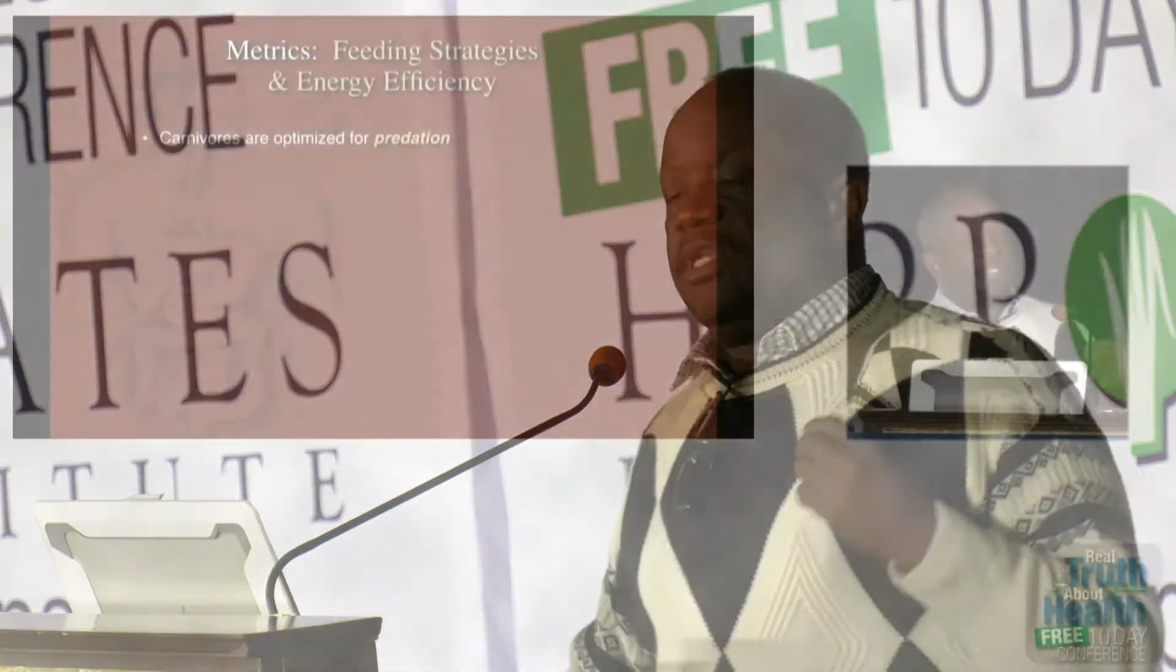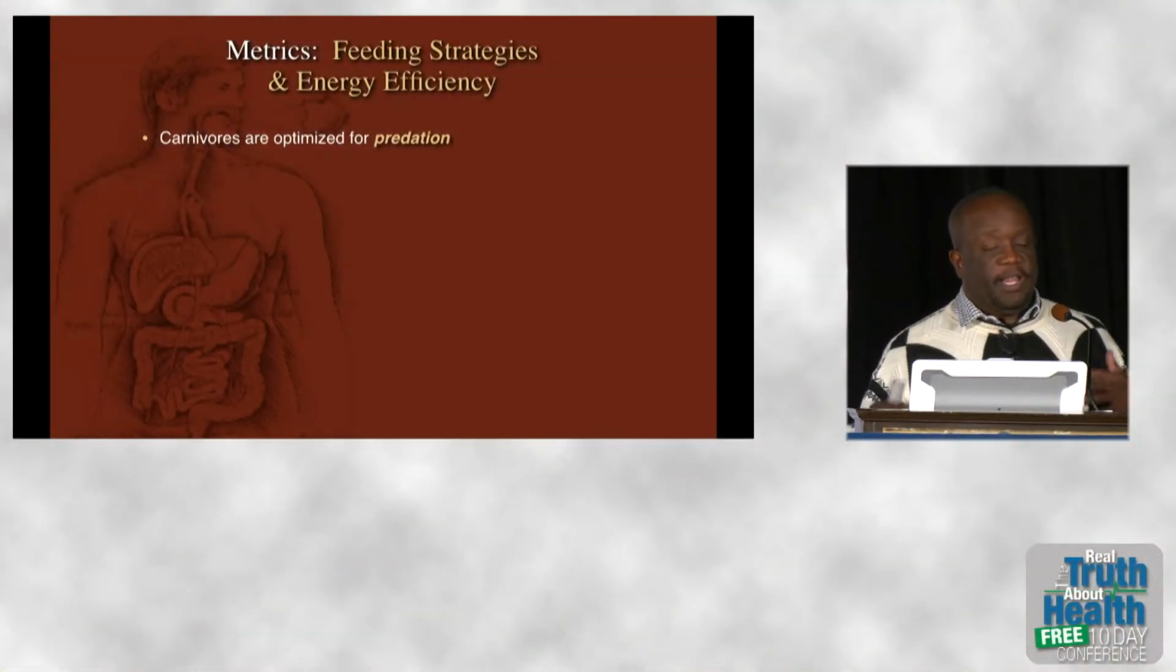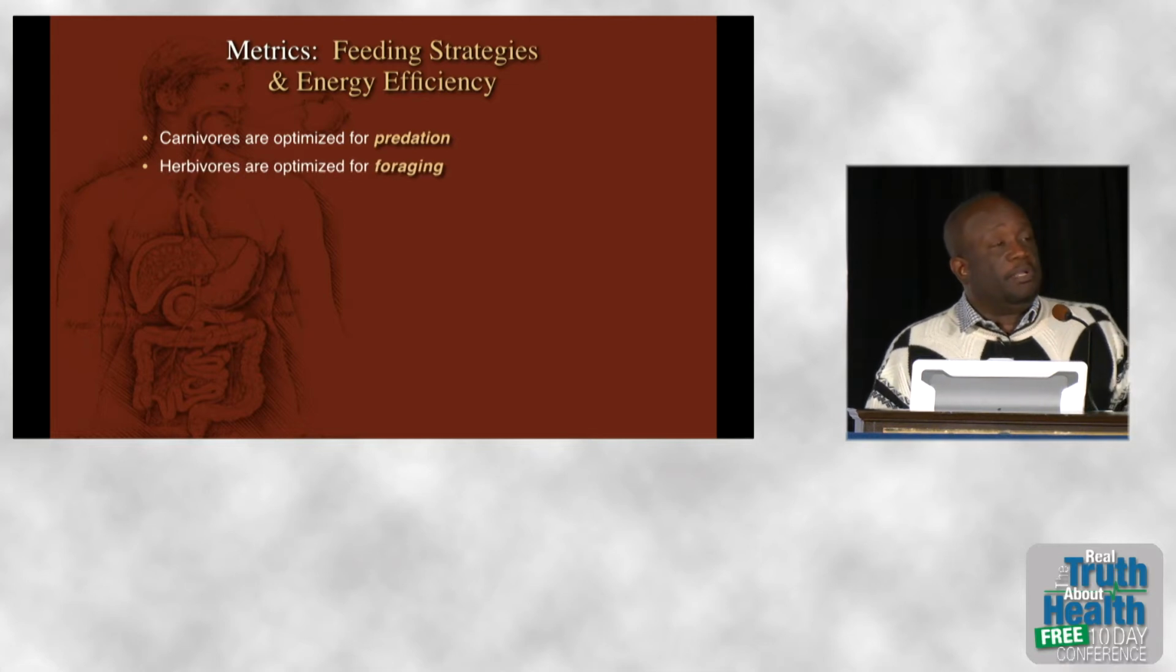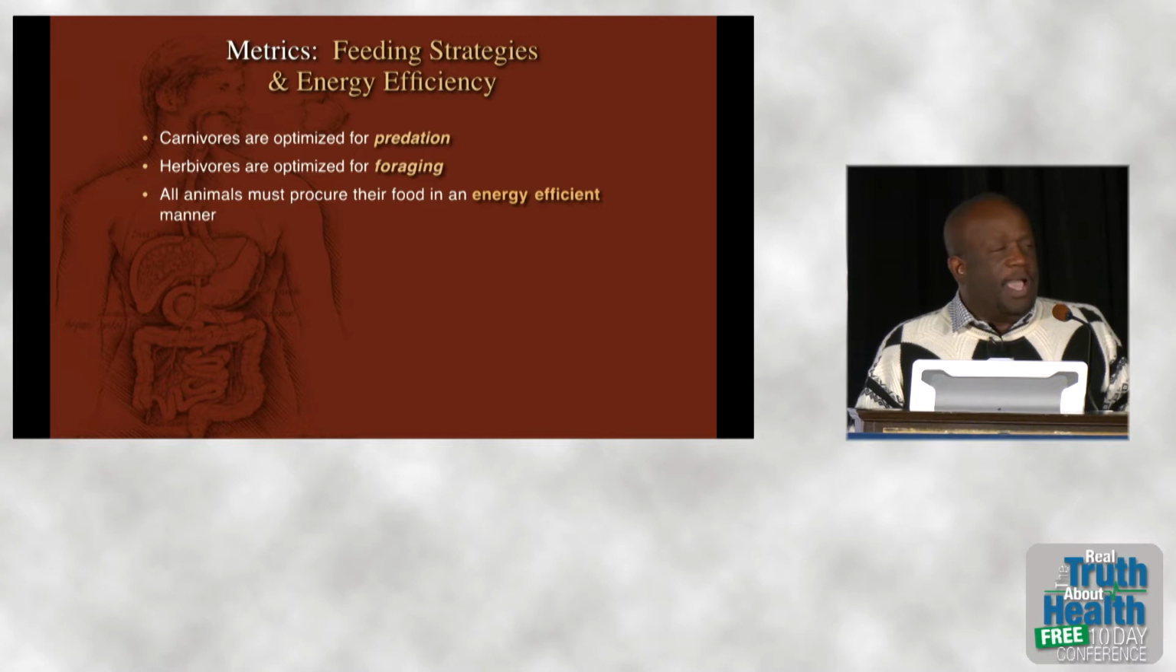Well, we see that carnivores are optimized for predation. They are optimized for chasing animals down, bringing them down in an efficient fashion, killing them without becoming injured. Herbivores, on the other hand, are designed for foraging. That is, covering large amounts of territory at a low energy cost. And why am I bringing up the topic of energy? You see, the title of this slide is Metrics, Feeding Strategies and Energy Efficiency. It's because all animals must procure their food in an energy-efficient fashion.